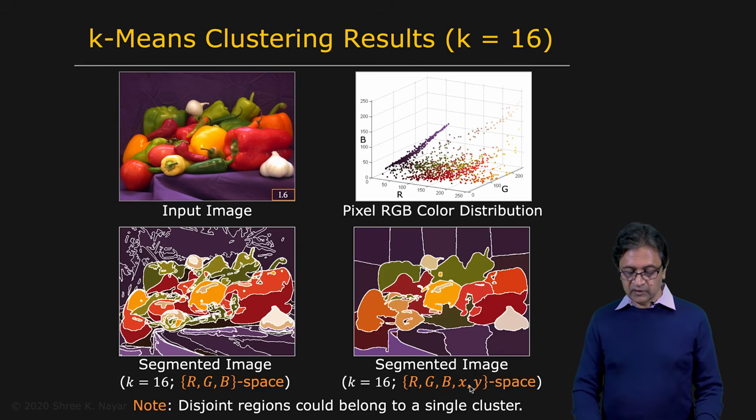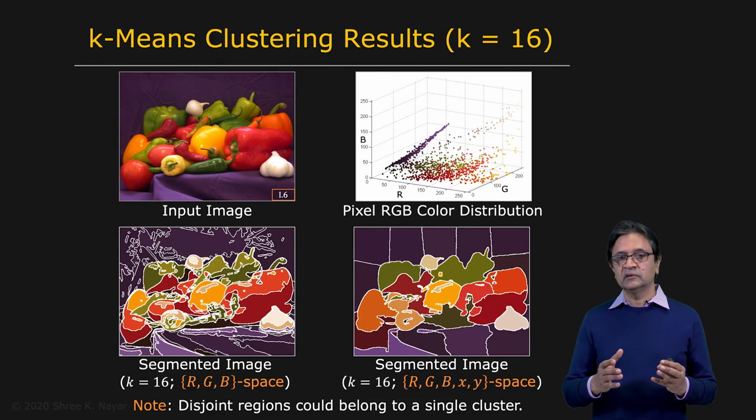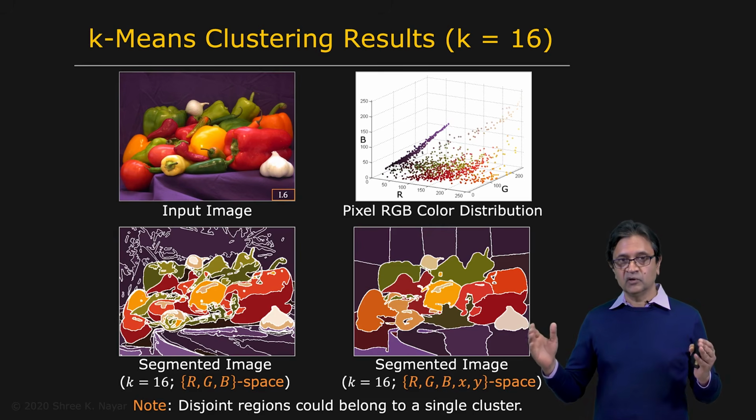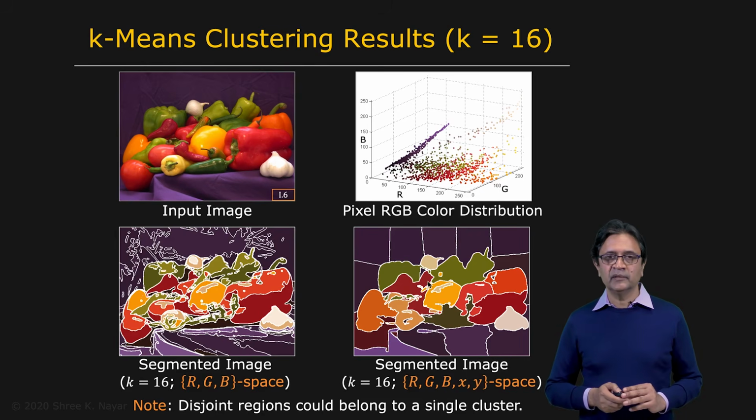Here you use a 5-dimensional feature space where you have RGB and the location of the pixel, X, Y. So now you're encouraging pixels that are close together to belong to the same region or segment, and for that matter, pixels that are far away as not belonging to the same segment, and you end up with a more reasonable segmentation that looks something like this. So that's your k-means algorithm.